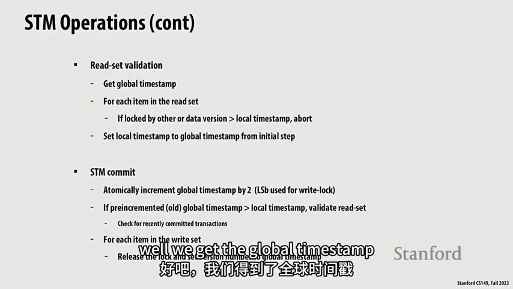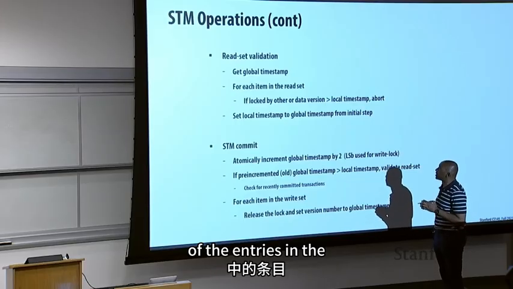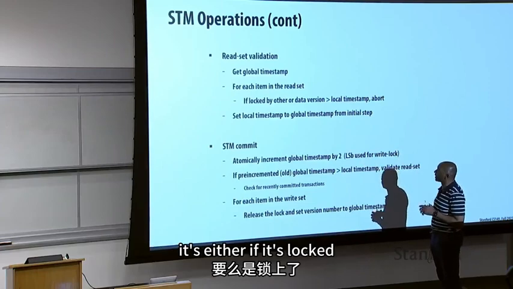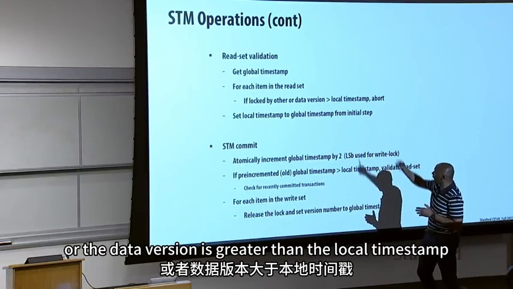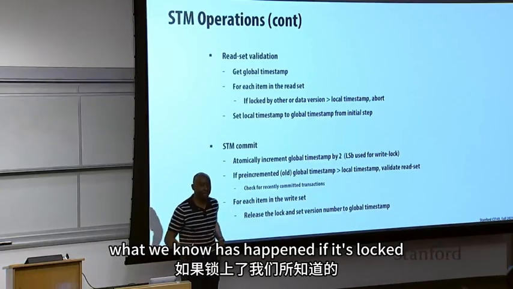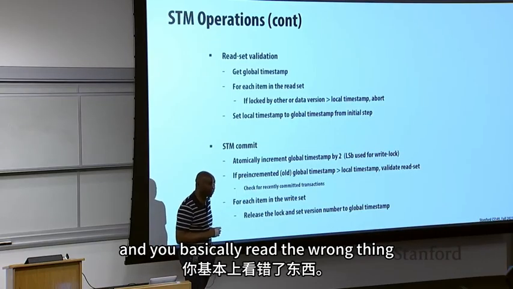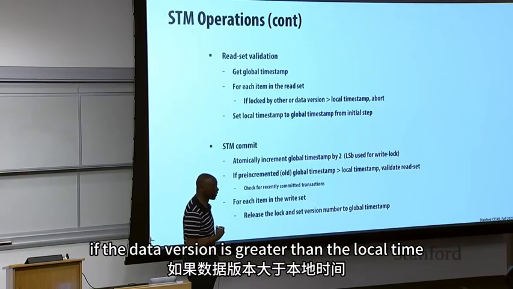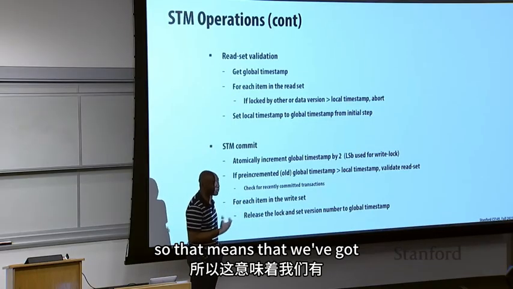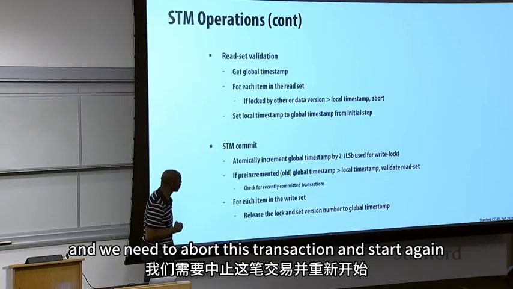All right, so how do we do read set validation? Well, we get the global timestamp, and for each of the entries in the read set, we check that if it's locked or the data version is greater than the local timestamp, then we have to abort. What do we know has happened if it's locked? Yeah. Right, and you basically read the wrong thing. And it's also true if the data version is greater than the local timestamp. So that means that we've got bad data, and we need to abort this transaction and start again.